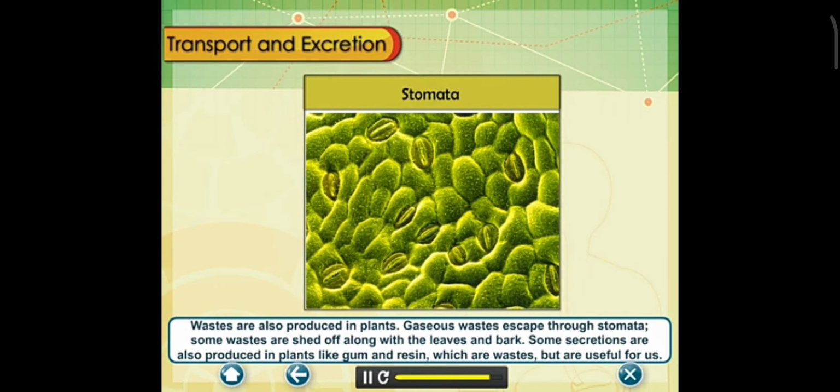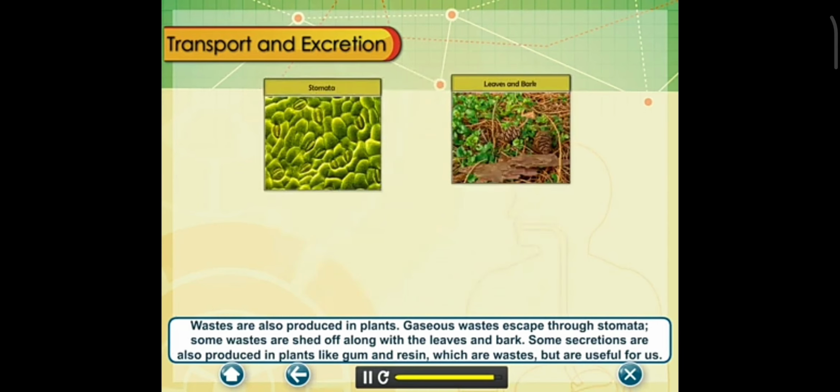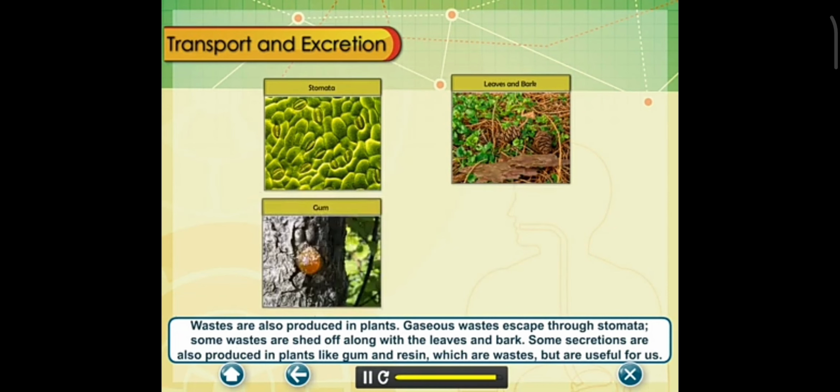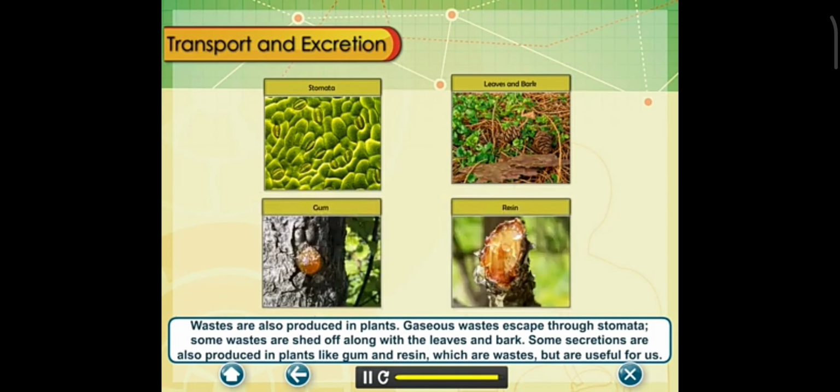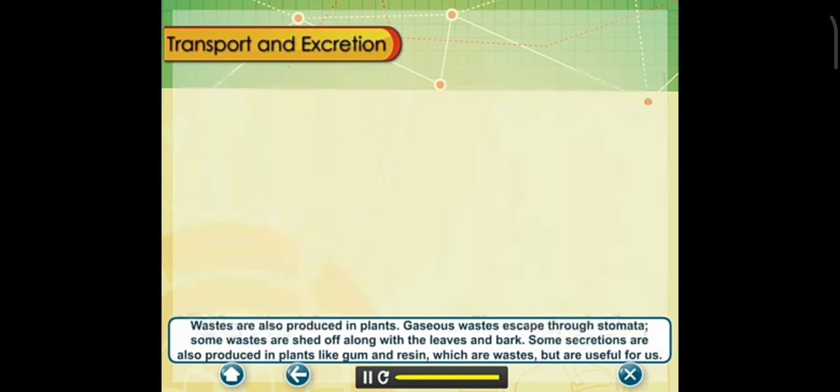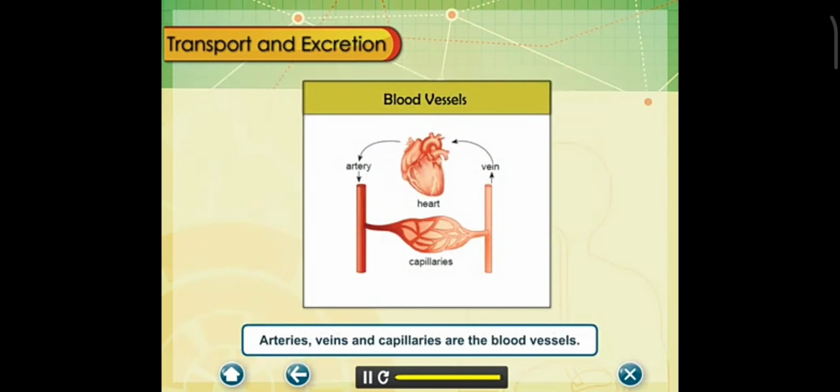Gaseous wastes escape through stomata. Some wastes are shed off along with the leaves and bark. Some secretions are also produced in plants like gum and resin, which are wastes but are useful for us. Arteries, veins, and capillaries are the blood vessels.